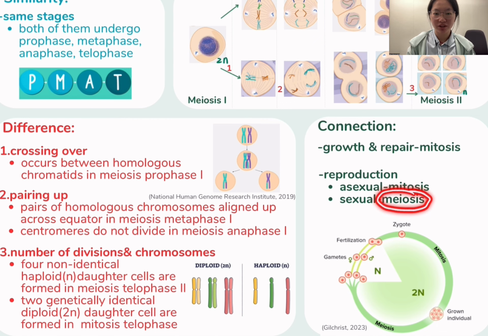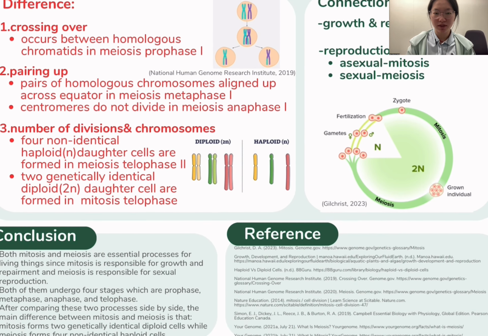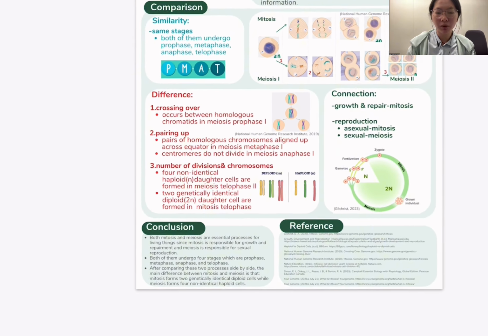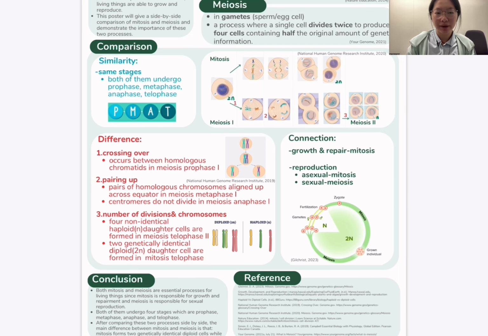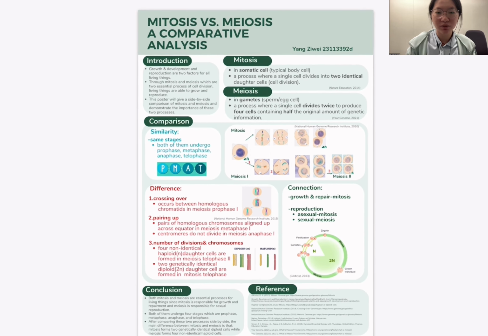Then to conclude my presentation, first I introduced meiosis and mitosis, and then the similarities and the differences between them, and lastly the connection between them, and gave the importance of mitosis and meiosis. Mitosis is important for growth and repair, while meiosis is important for sexual reproduction.